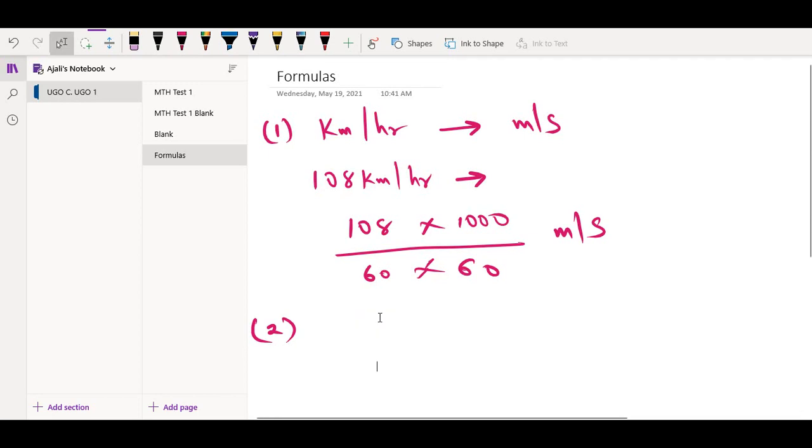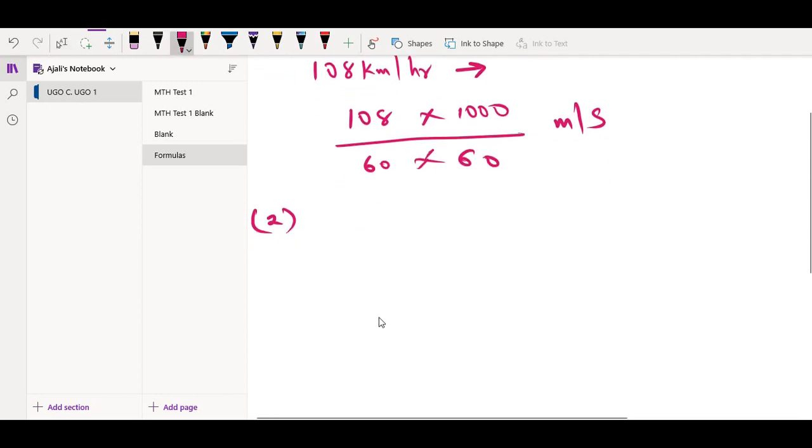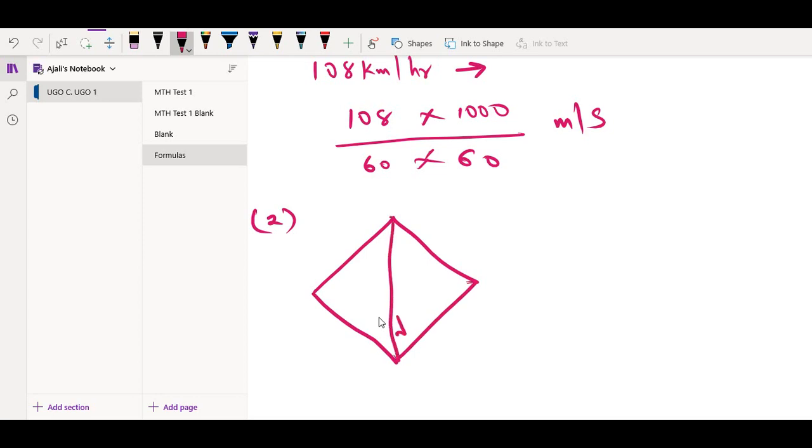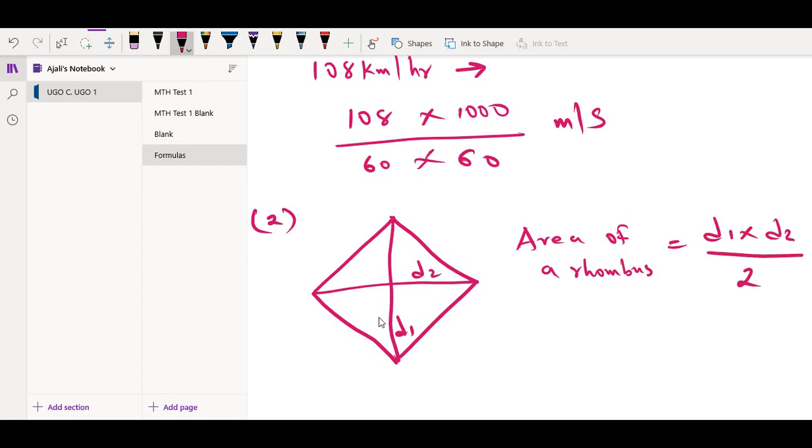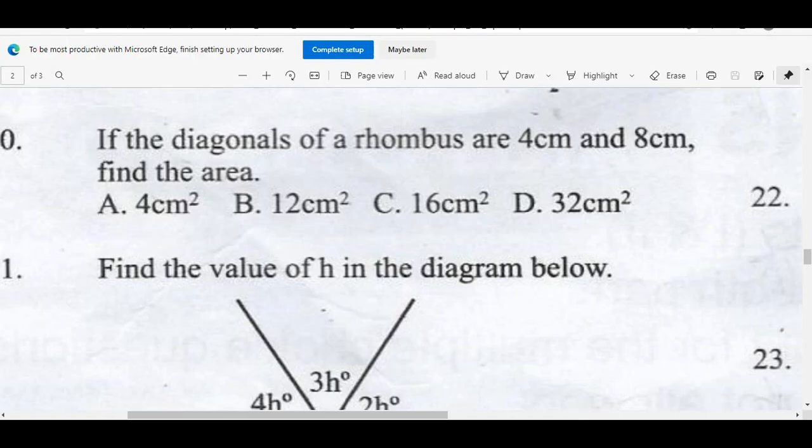We saw that for a rhombus, if this is D1 and this is D2, the area of a rhombus is what? D1 times D2 over 2. Okay. Next question.